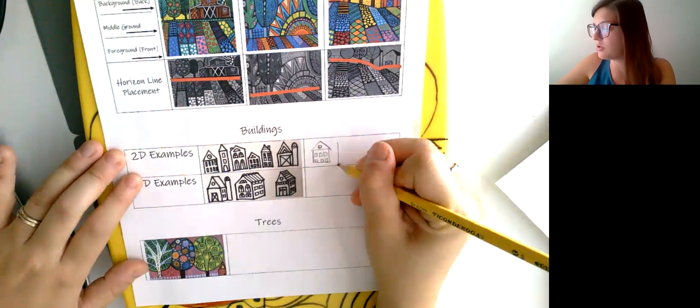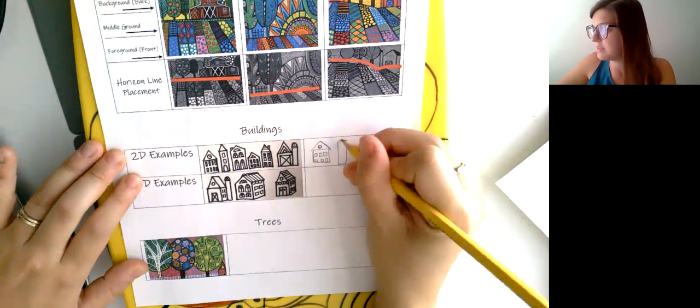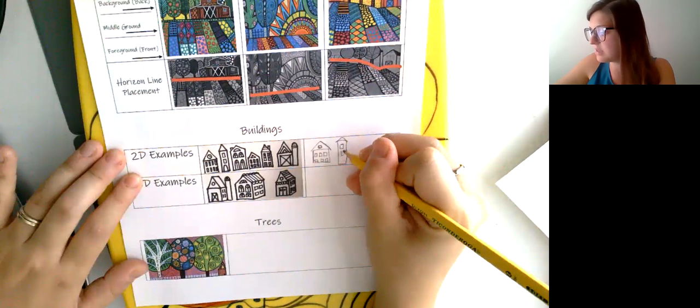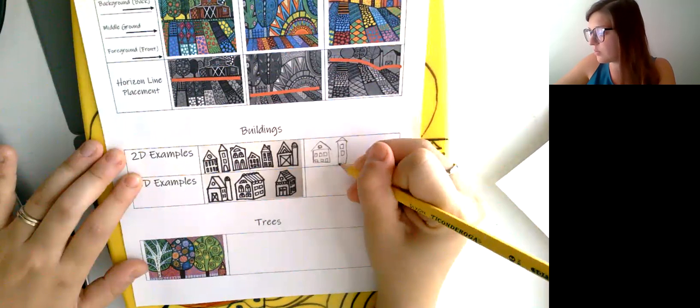You can see that all I'm doing is changing up the size or the shapes to make different types of buildings. This is like a rainbow for the door.